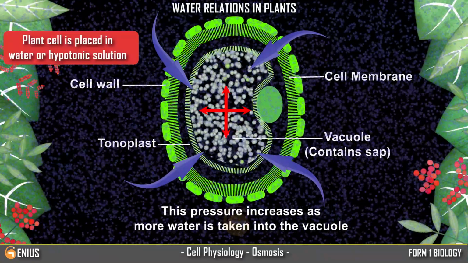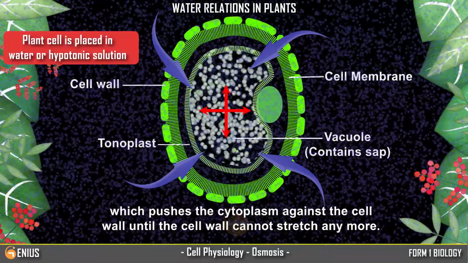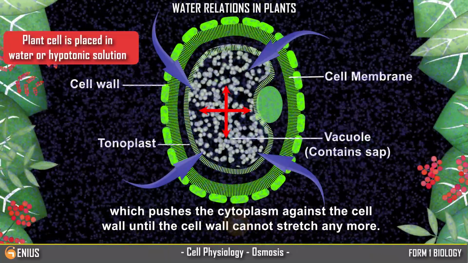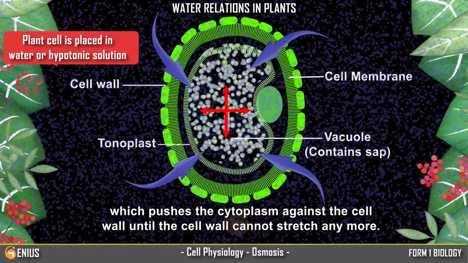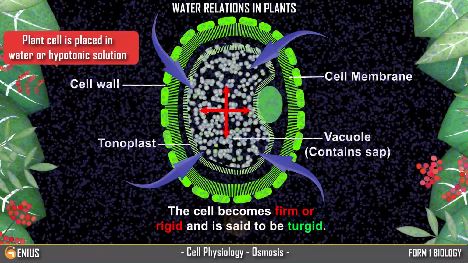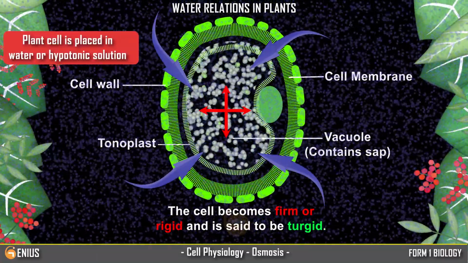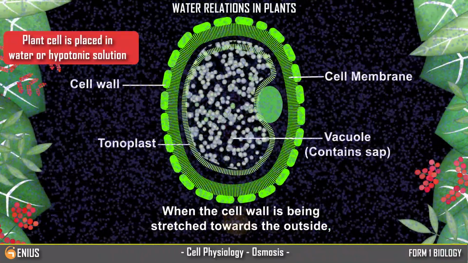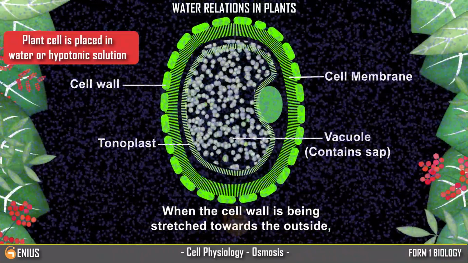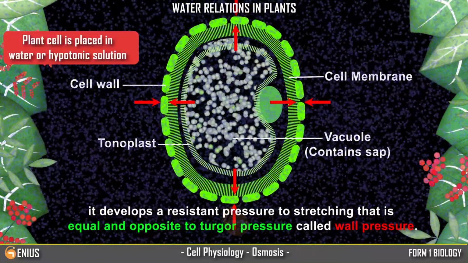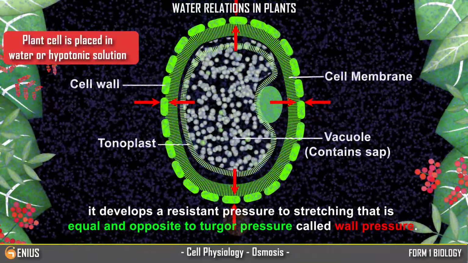This pressure increases as more water is taken into the vacuole, which pushes the cytoplasm against the cell wall until the cell wall cannot stretch anymore. The cell becomes firm or rigid and is said to be turgid. When the cell wall is being stretched towards the outside, it develops a resistant pressure to stretching that is equal and opposite to turgor pressure, called wall pressure.